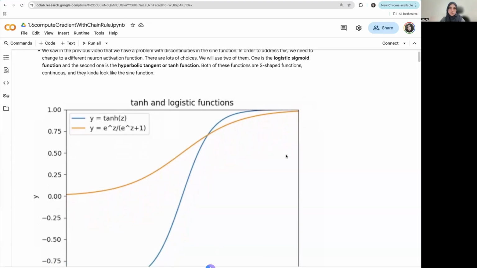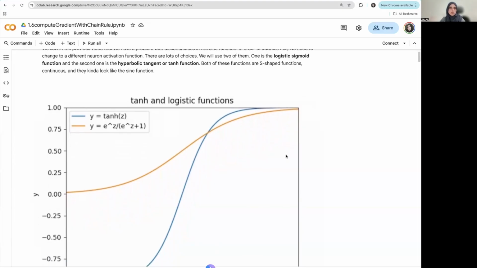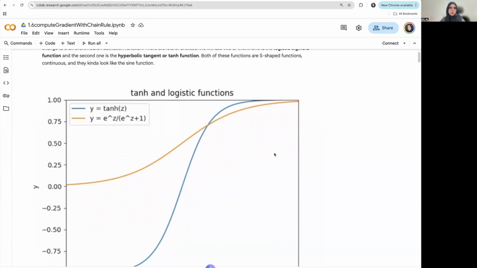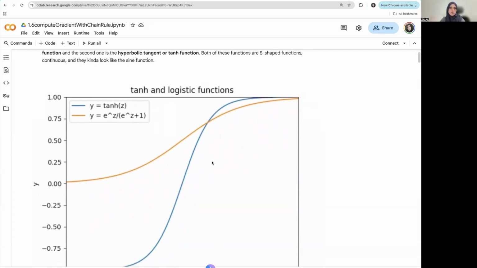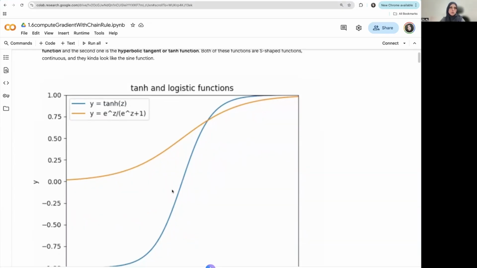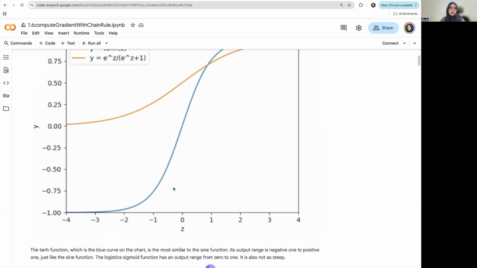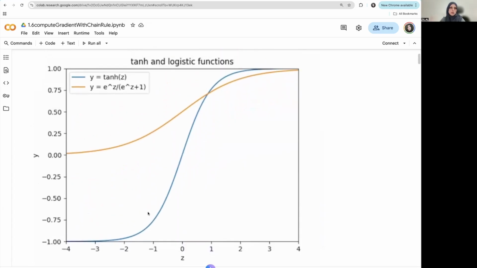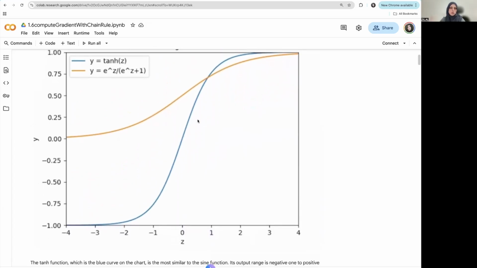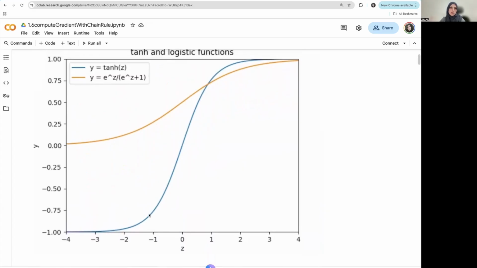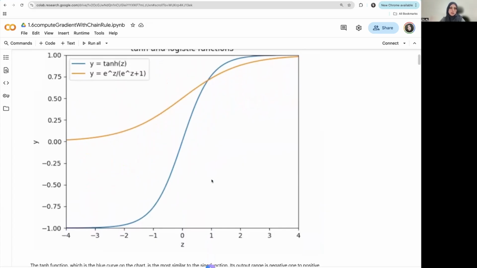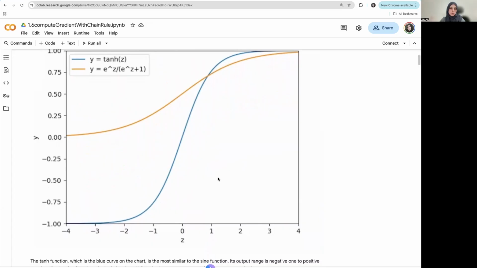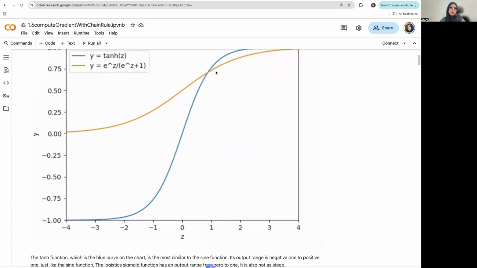There are lots of choices, and I will use two of them, the logistic sigmoid function and the hyperbolic tangent, or tanh, function. These functions, as you can see in the curve, are S-shaped and they are continuous functions. The blue one represents the tanh and the orange is the sigmoid function. Tanh ranges between -1 and +1, the output of it, and for the sigmoid function, the output is between 0 and 1.